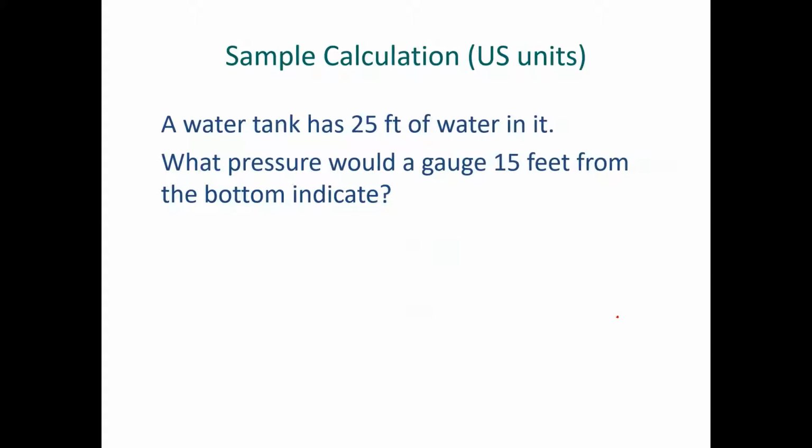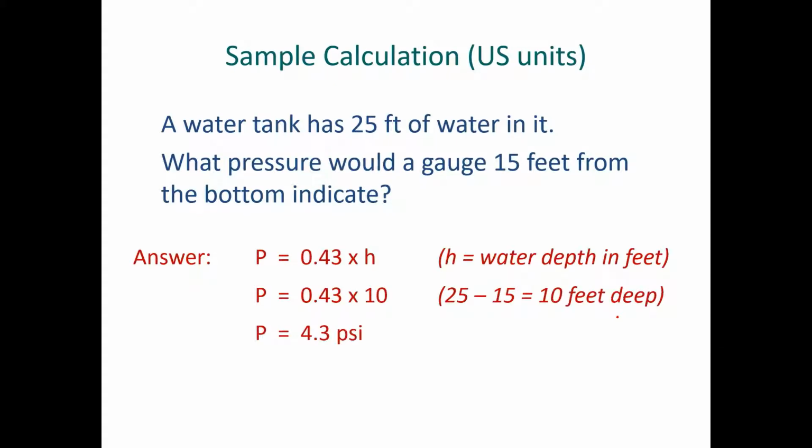Here's an example with Imperial American units. Like I said, I won't ask you this one on a test, but you can see we're measuring in feet, right? Notice this one's a little bit more complicated because it tells you how deep the water tank is, but the pressure gauge is not at the bottom of the water tank. And this is a pretty typical kind of thing, right? The pressure gauge is actually 15 feet from the bottom. So in this case, we have to do a little mini calculation to work out exactly how deep the pressure gauge is. That would be 10 feet deep, and the formula there is 0.43 times 10, so 4.3 psi.